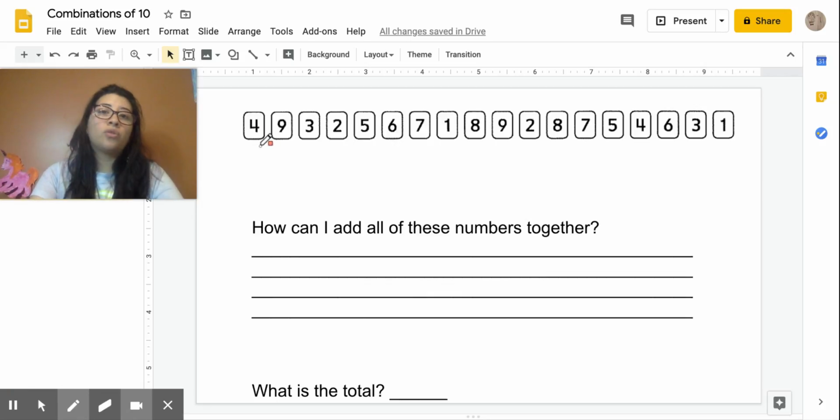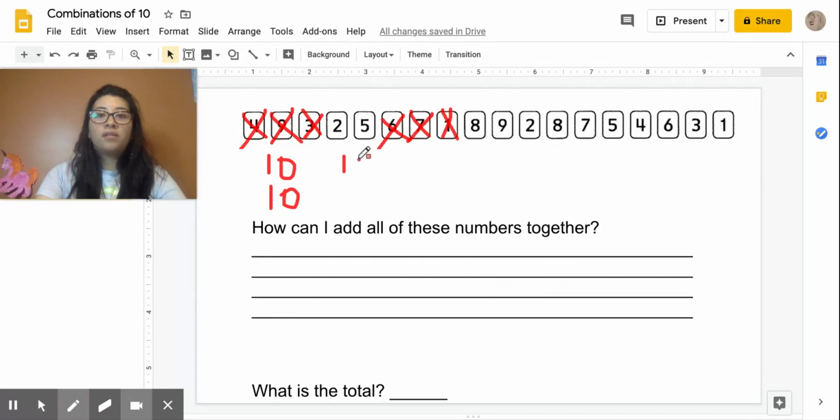So I'm going to show you what I would do. You don't have to copy me. You can show me any way that you can do it. So I think that a good strategy would be to make the friends of 10. I know that 9 plus 1 equals 10, so I have a 10. I know that 4 plus 6 equals 10, so I have another 10. I know that 3 plus 7 equals 10. That's another 10 that I have to add.